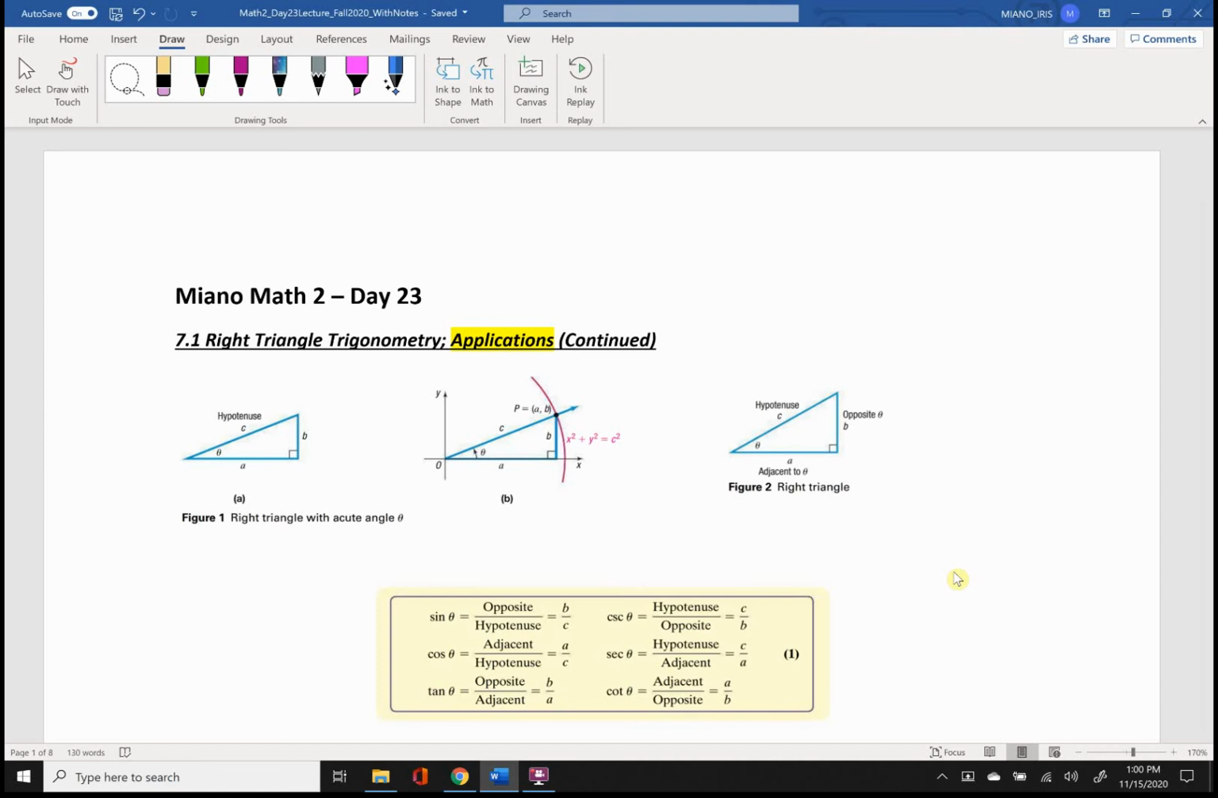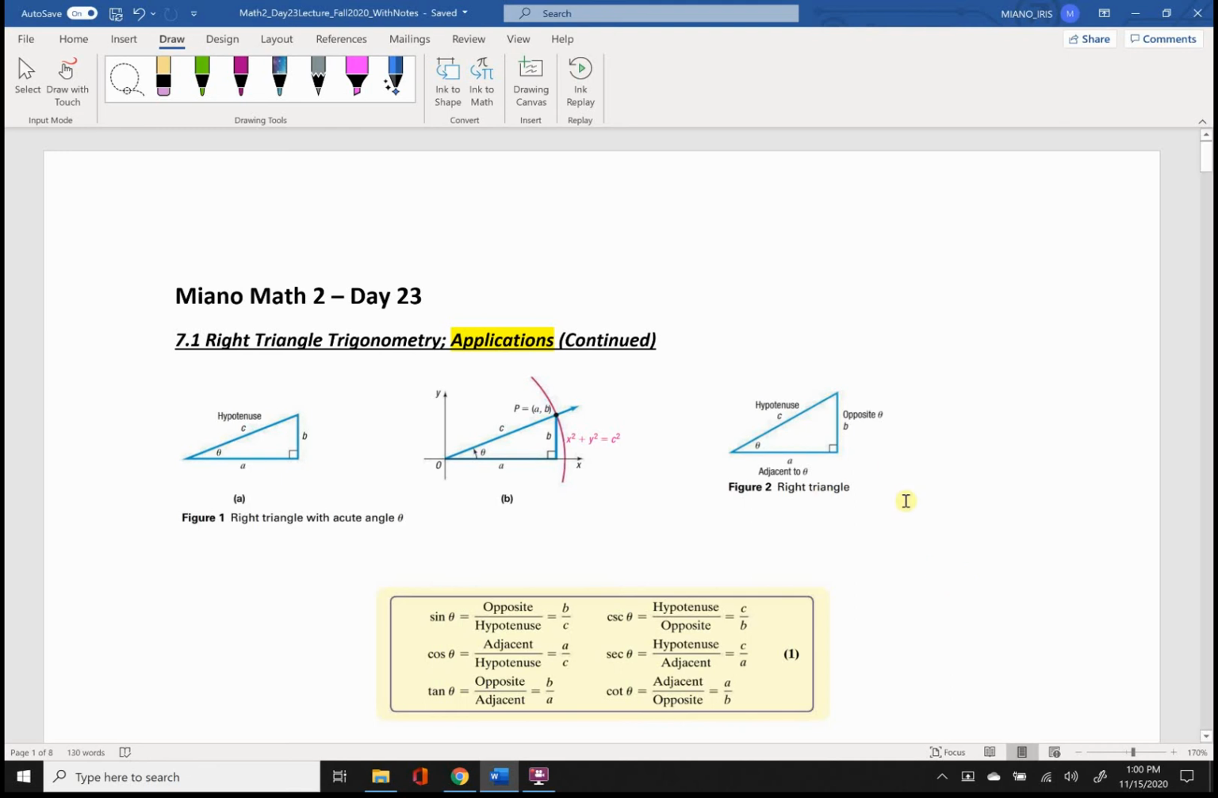We did present this section in the day 22 video, and for this first portion I'll be focusing just on the application style problems, and then after that we will introduce the law of signs for section 7.2.